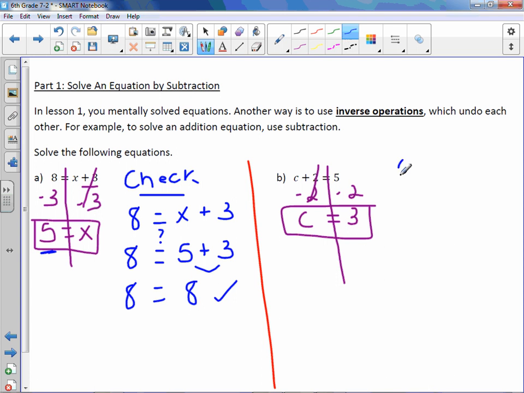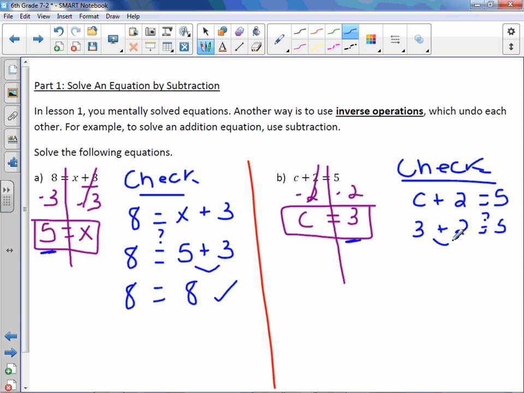To check it, let's start with our original equation and plug in our solution of 3 where c is. 3 plus 2 equals 5. Well, 3 plus 2 equals 5. Therefore, 5 equals 5. So our solution of 3 is correct.